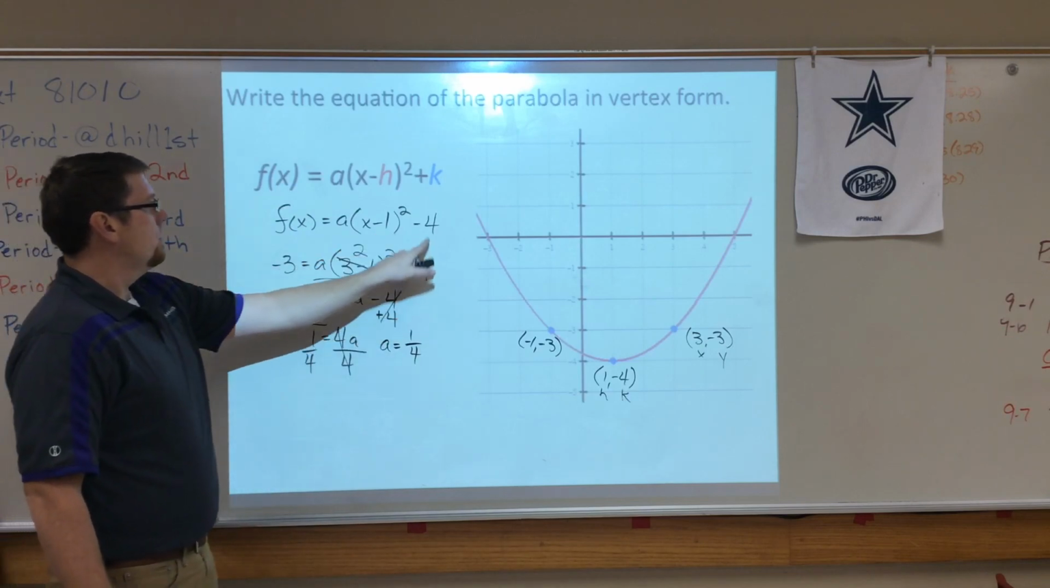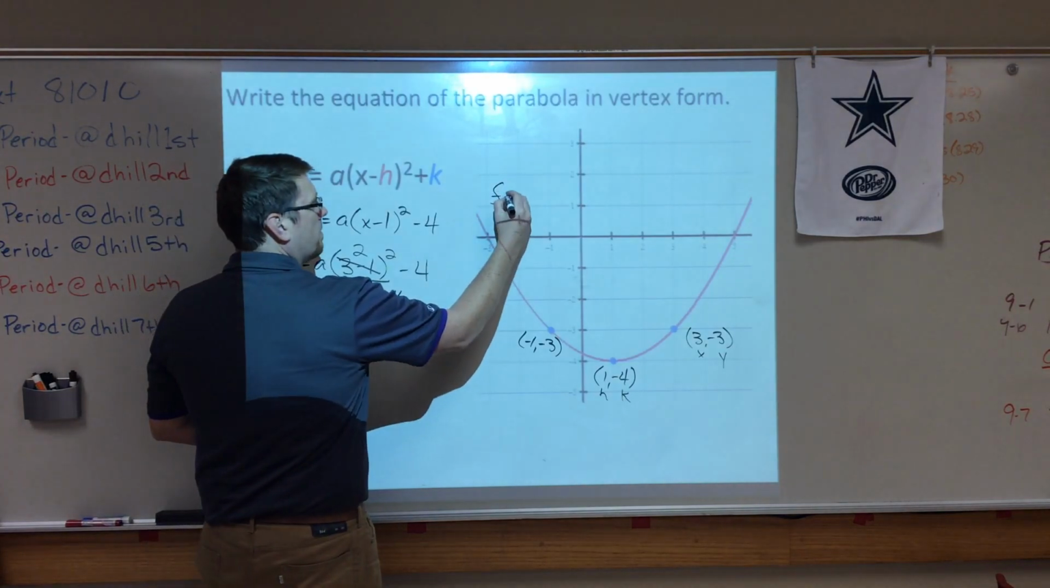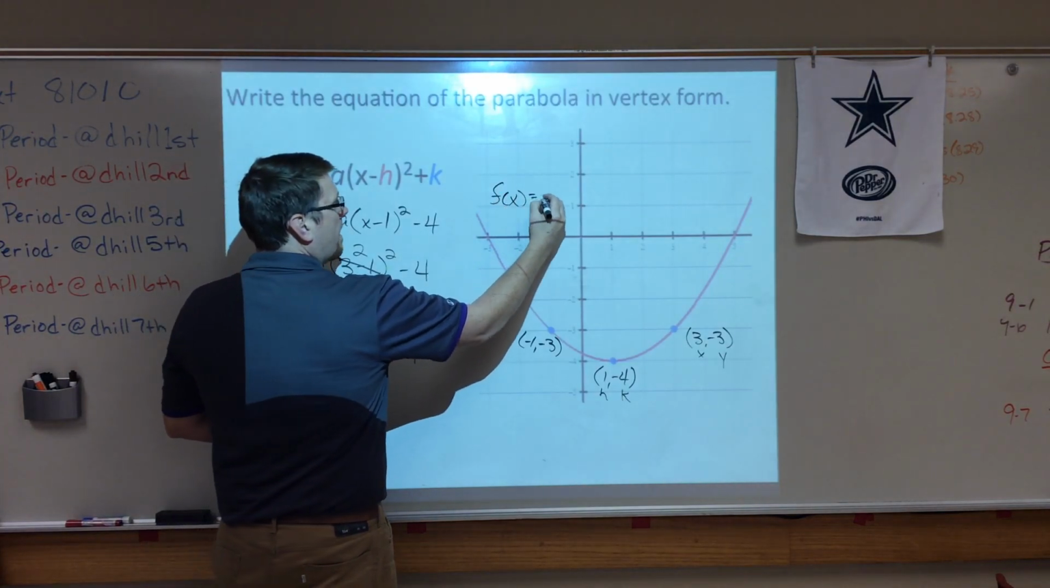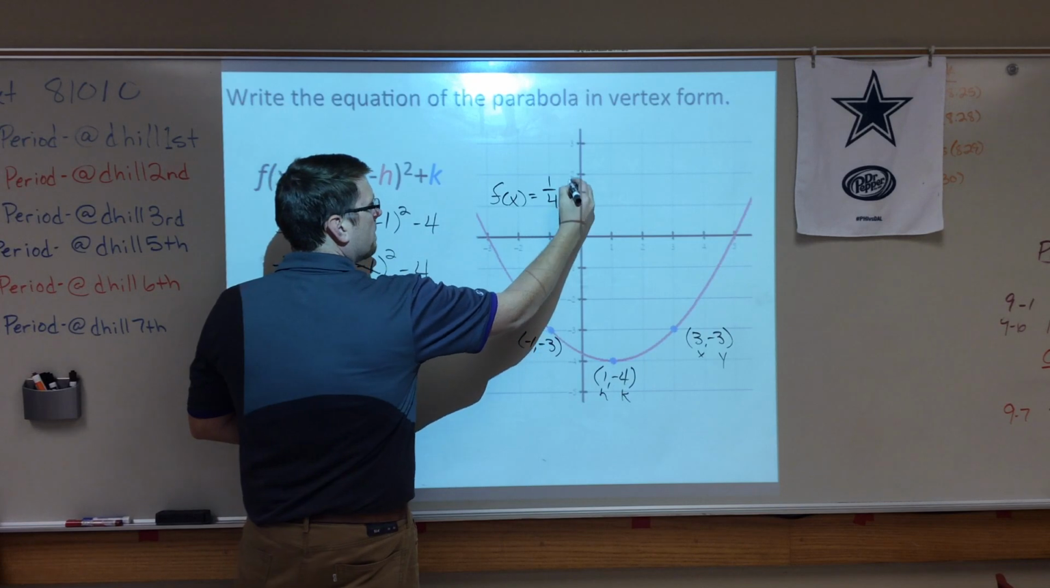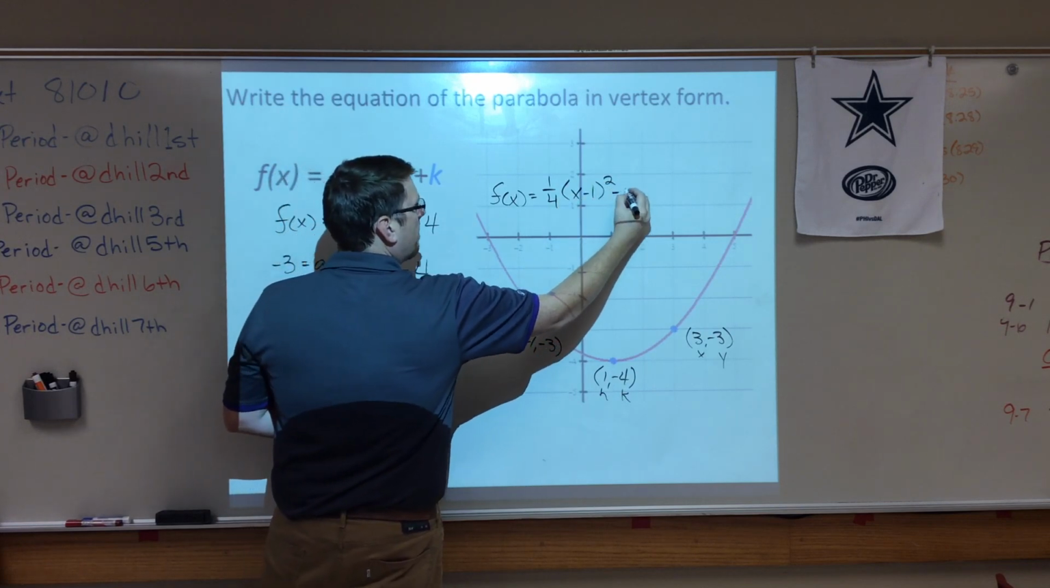Now I've got my h, my k value, just found my a value. Now all that's left is to plug it in for my final answer. F of x equals 1/4 (x minus 1) squared minus 4.